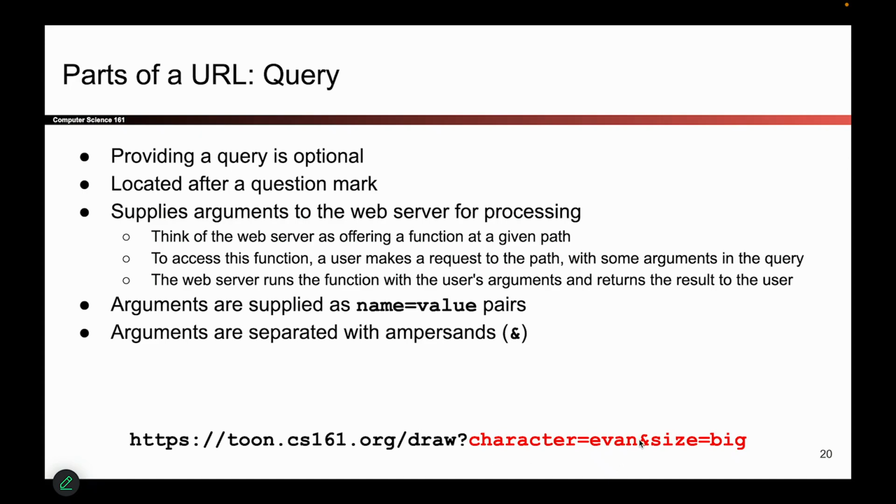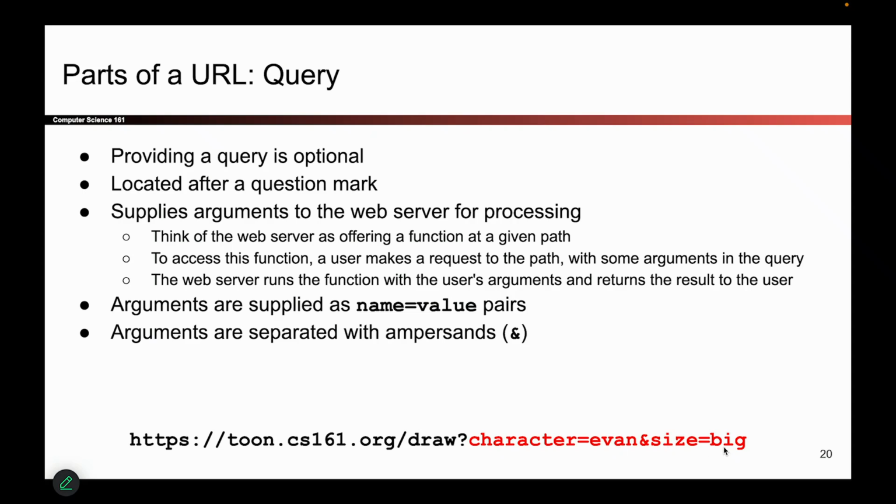The syntax for it is you write a question mark, and then you write the arguments as name-value pairs separated by ampersands. That's just syntax. It's not super interesting. But here, the question mark says, I have some arguments that I want to pass to this draw functionality, and I want to pass an argument named character, and the value is Evan, and another argument I want to pass is size, and the value is big.